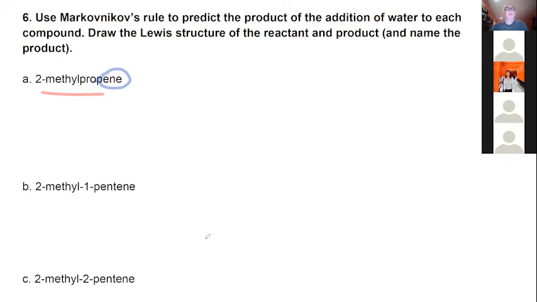Basically, we're looking for the root. What's the root of that molecule, of the name? Propene, right? The root is at the end, and at the beginning, it tells us what the substituents added to that are. So the root is propene. How many carbons is that? 3.